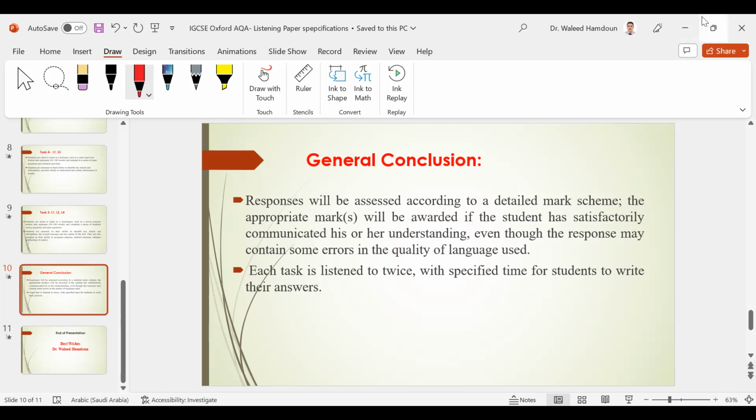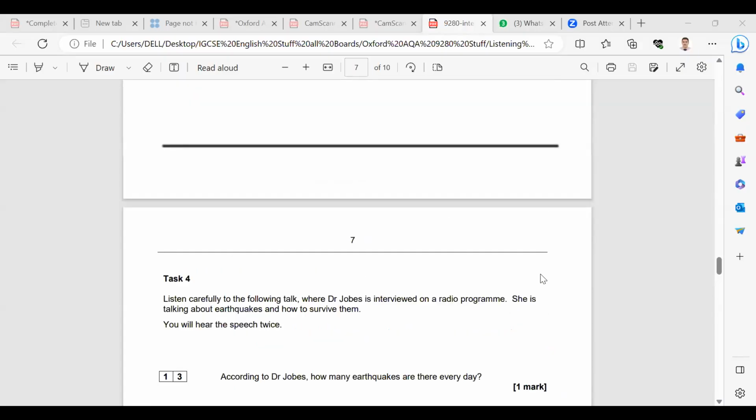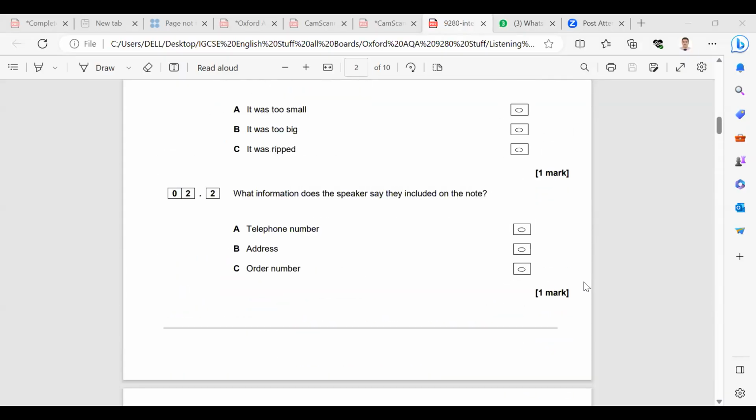Okay, no problem. So here, I'll show you some. Let me stop sharing this. And just quickly, to be more familiar with the question types, I'll show you this actual listening paper. Can you see it?